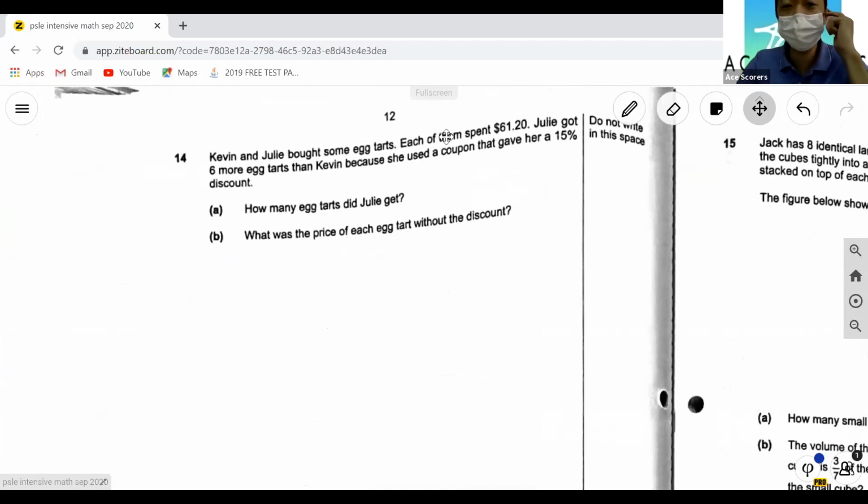Kevin and Julie bought some egg tarts. Each of them spent 61.20. Julie got 6 more than Kevin because she used a coupon. They gave her 50% discount. How many egg tarts did Julie get? There's no heuristics involved here. It's just a problem sum. Okay, let's try this.